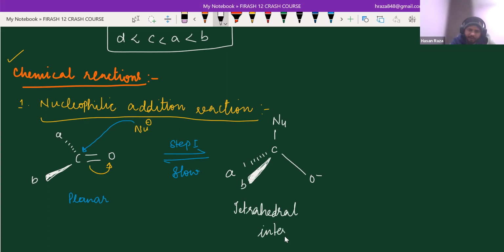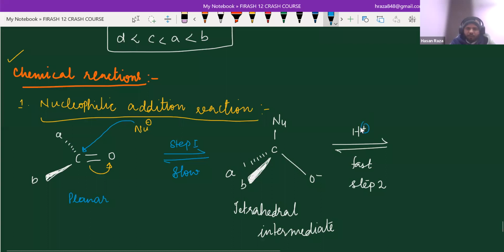And now in the second step, which is faster, you are going to react with H. You know that this positive will go to the negative. So what will it form? It will form like this. There is a nucleophile, there is OH, and then there is B. Is that clear? And we call it the addition product.